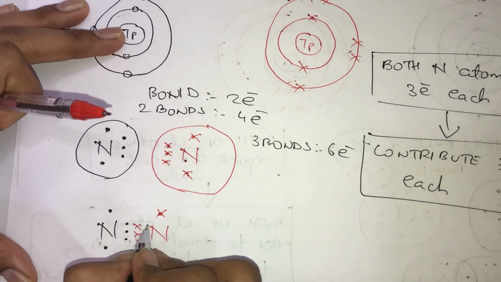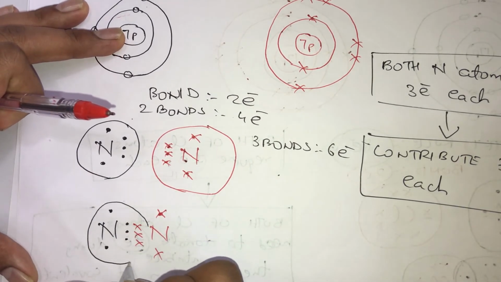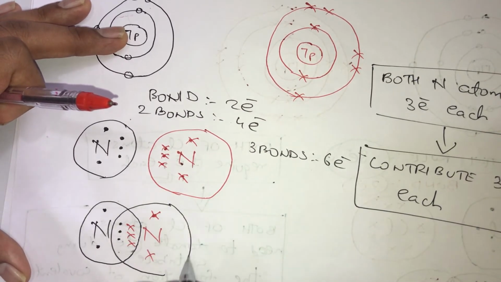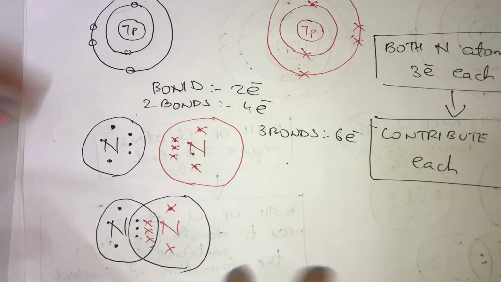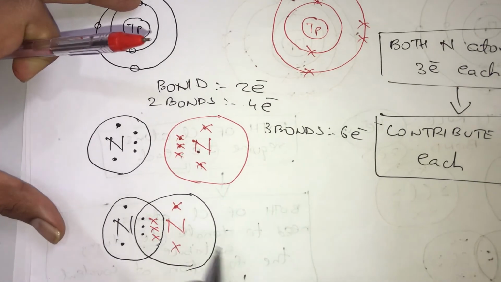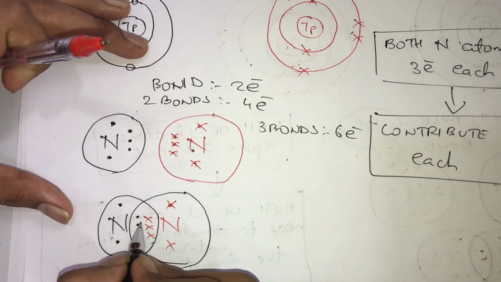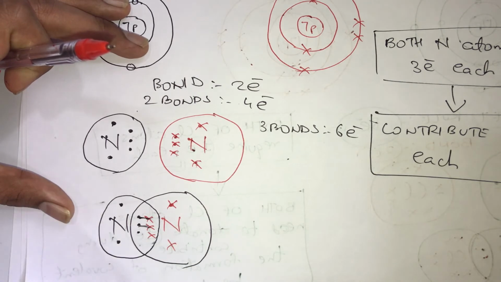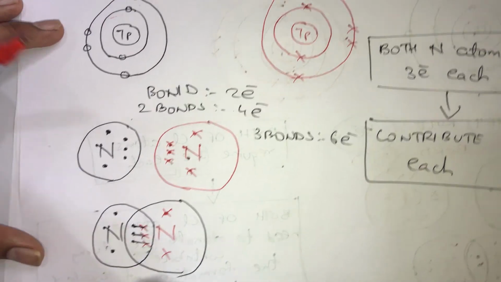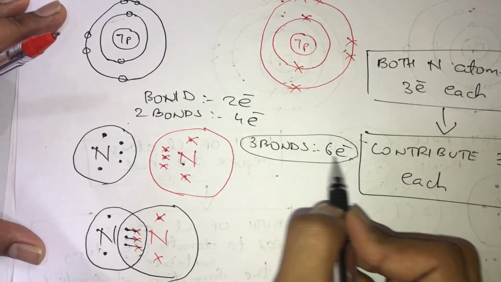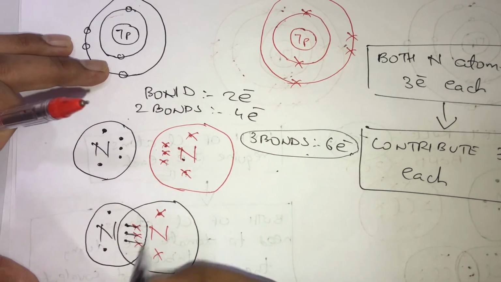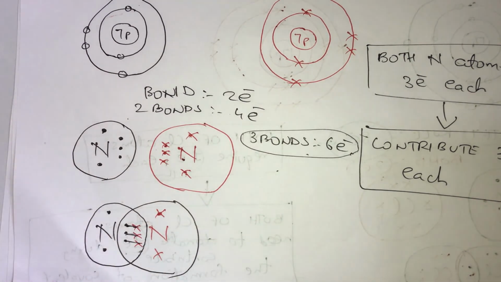And now the new structure becomes something like this. And if you observe over here, there are 3 bonds that are being formed. See, one bond between these 2 electrons, another bond between these 2 electrons, and the third bond that is being formed between these 2 electrons. Now this is what I wanted to say, that 3 bonds require 6 electrons. Now since both of them give 3 each, so 3 plus 3 became 6 electrons, and hence there were 3 bonds that were being formed.